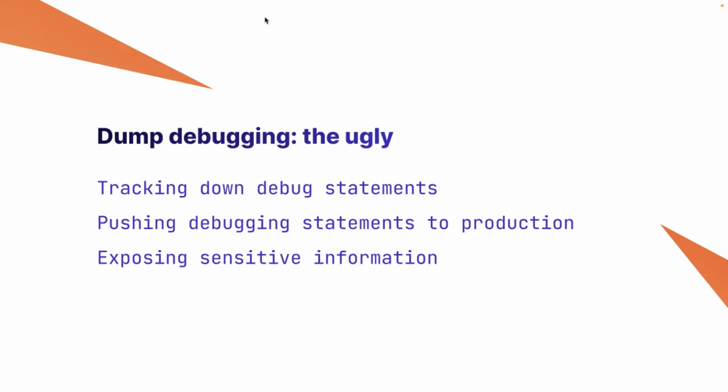There are also a couple of very ugly things about dump debugging. After you fixed your code, you should clean up after yourself. If you have a couple of dump statements across multiple files, then it can be a little bit hard to track down where you've put them. And this can be a problem, because if you forget to remove one of those, then you can push a debugging statement to production. And if that debugging statement was maybe outputting some environment variable, then you're now exposing sensitive information. And this is something that you do not want.